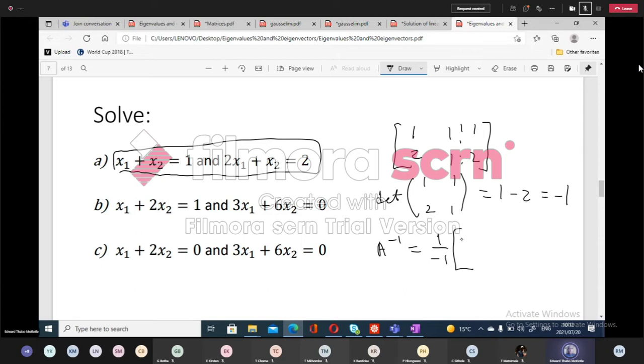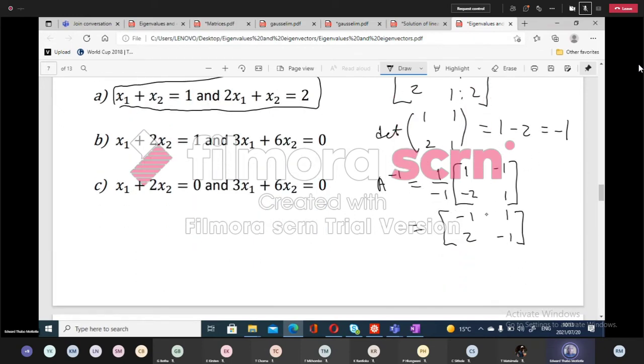Because it's 1 and 1, nothing will change. So it's 1 and 1. We are supposed to interchange this, okay? And then the non-diagonal entries, we multiply by negative. So this gives us the inverse of this matrix, which equals negative 1, 1, 2, negative 1. So this gives us the inverse.